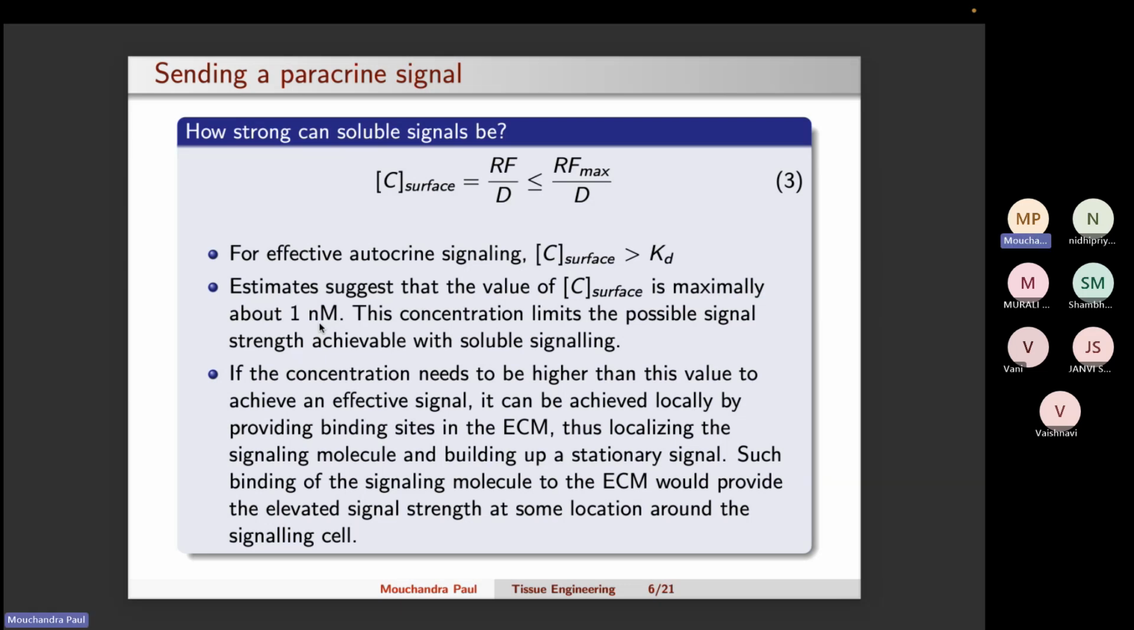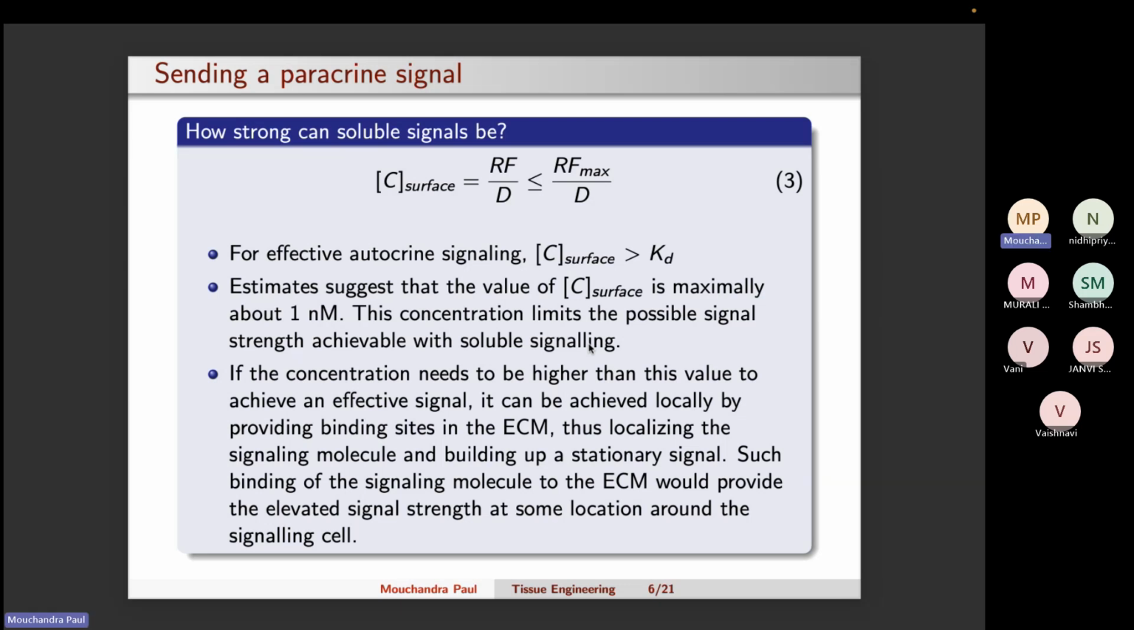So I was saying that people have mathematically estimated that the concentration of signaling molecule at the cell surface is about 1 nanomolar. That is 10 to the power minus 9. That is so low. And this concentration actually limits the possible signal strength achievable with soluble signaling. It is too low for achieving the maximum possible signal strength in the target cell.